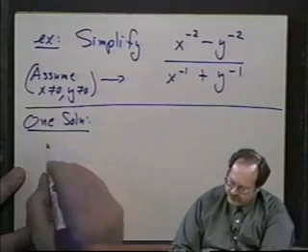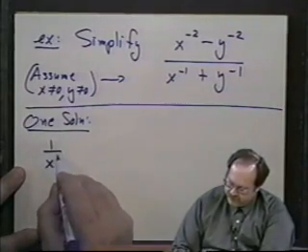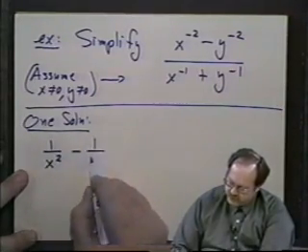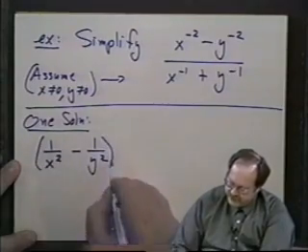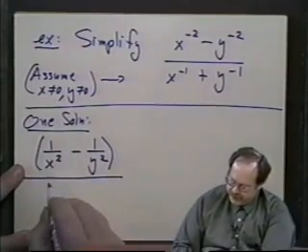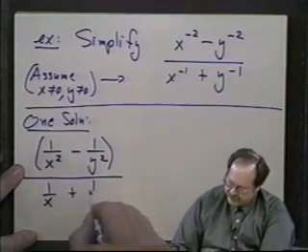So what do I end up with when I rewrite that? I have 1 over x squared minus 1 over y squared. Now that is on top. And on the bottom I have 1 over x plus 1 over y.